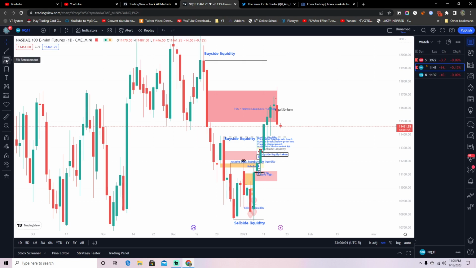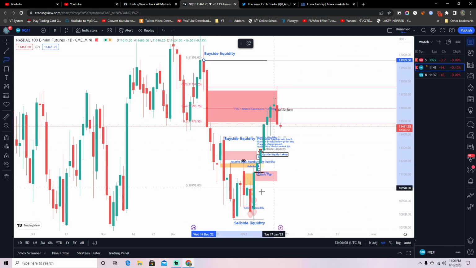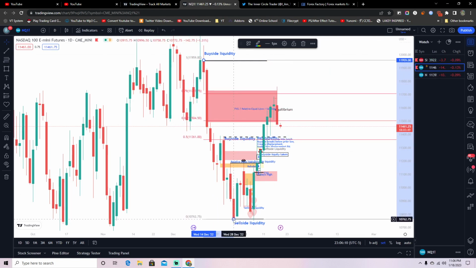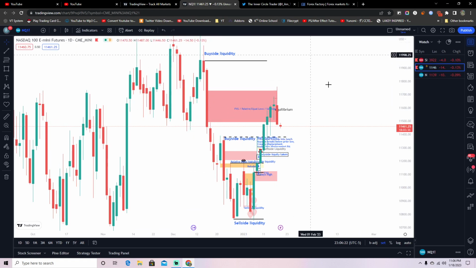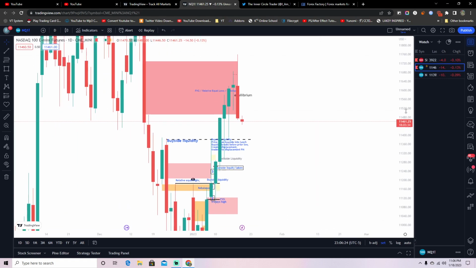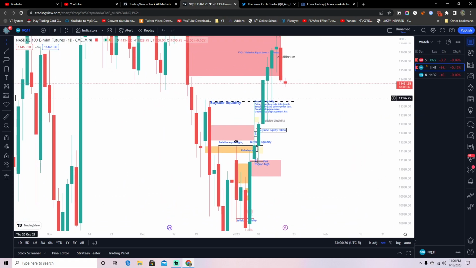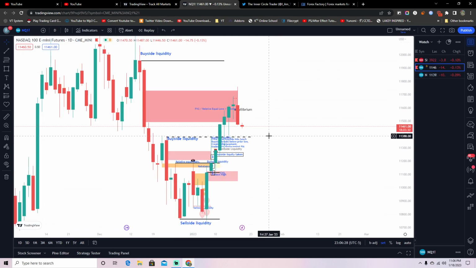Overall, we are in a bearish market, but currently in the range from this buy side to sell side that I have marked. Currently we are above equilibrium, this being optimal trade entry. Okay, now what do we have here? Actually, let me just go back to that. Let me get that fib marked again.